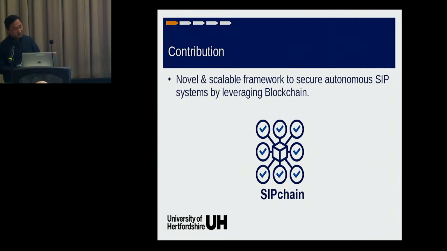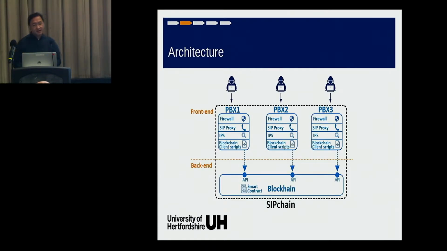So the contribution from this paper is a framework to secure SIP systems by leveraging blockchains. This is the architecture. Each of these PBXs is owned and operated by independent companies, independent organizations, right? And then you have a front end and a back end. The front end consists of the firewall to drop the packets, right? And then you have a SIP proxy, which can be a commercial SIP proxy server or open source, it doesn't really matter. And then you have an IPS that can detect what's going on.